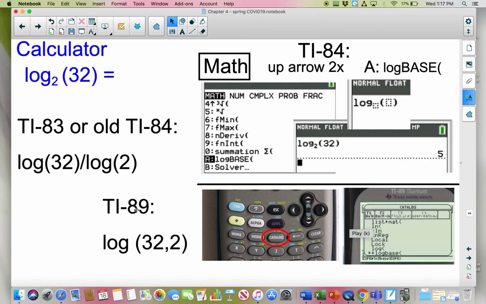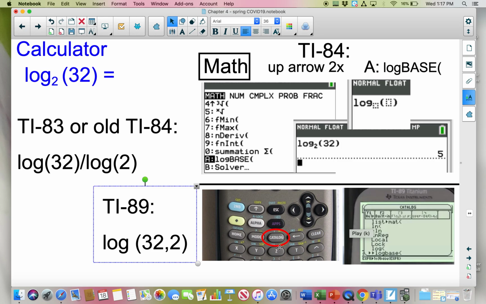Lastly, 89s. I know a few of you have an 89. If you go to your catalog key circled in red, and then it's alphabetical, you can scroll down. If you don't have log base, you will definitely have the log button. If you have the log button, you just type in the parentheses, you type in 32 comma 2. So again, big number and then the base. It has to be in that order. And when you press enter, you should also get 5.